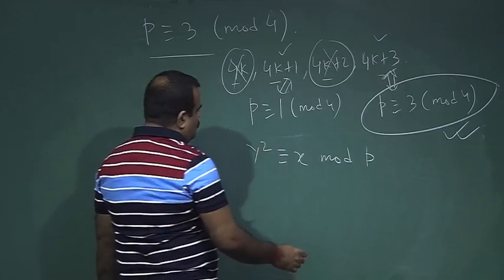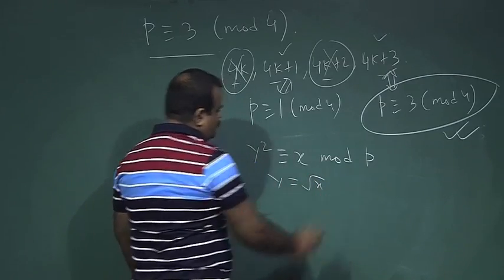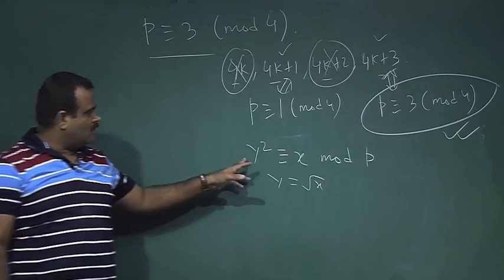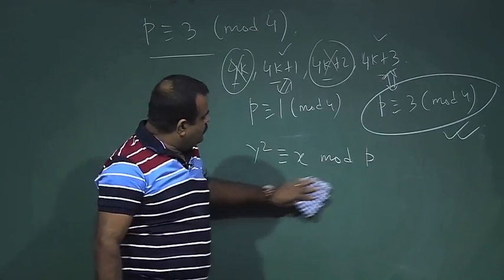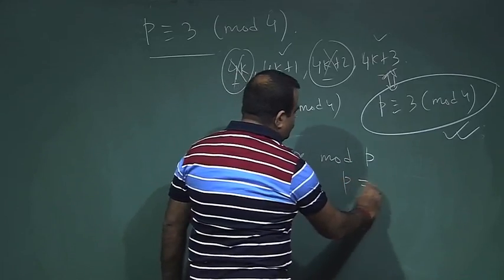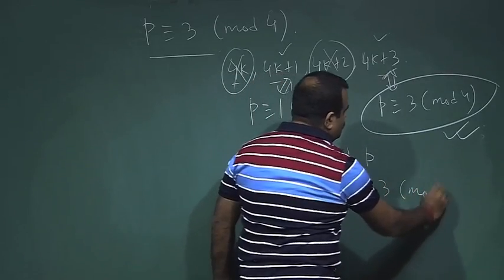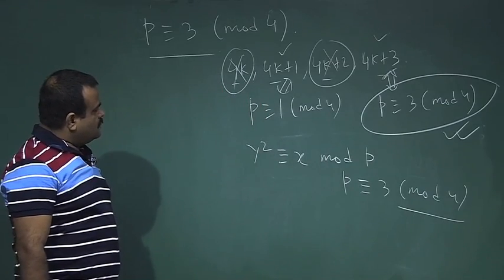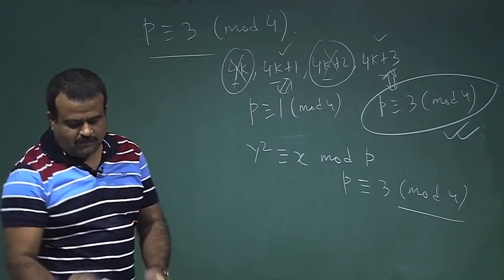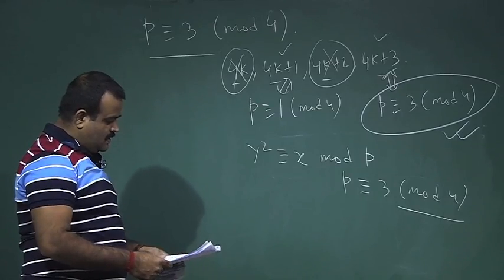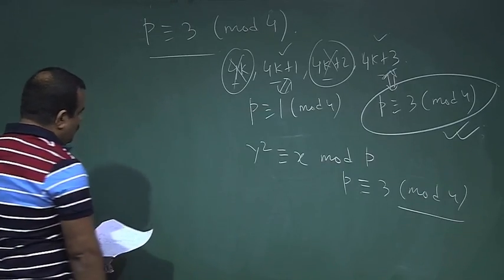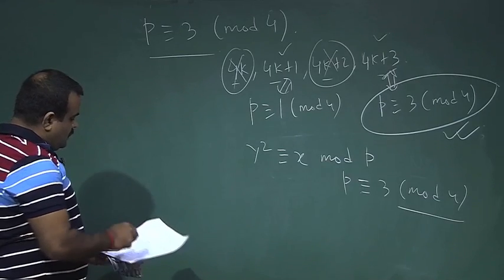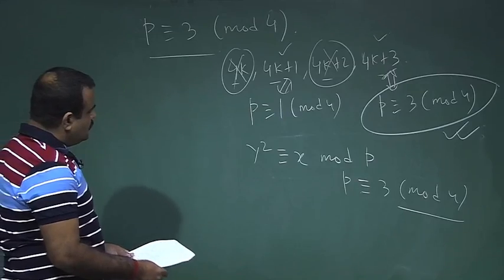Now, we have to find the square root of x. Suppose x is a quadratic residue, so we have to find the solution y. If p is of this form, then we know the solution. The solution will be of the form p to the power, so this is basically y.